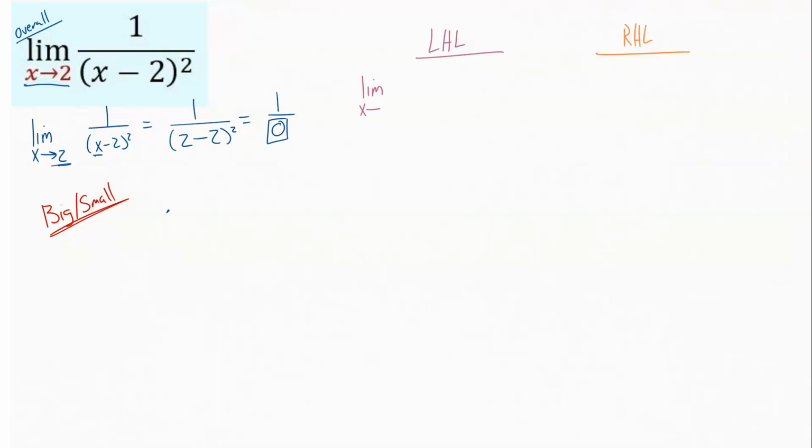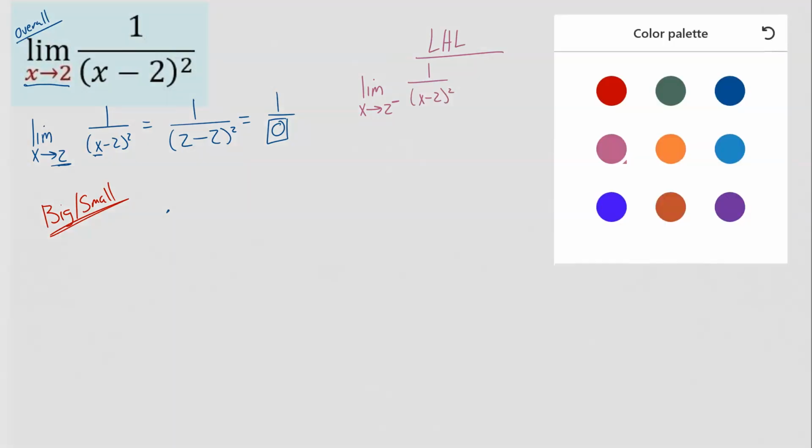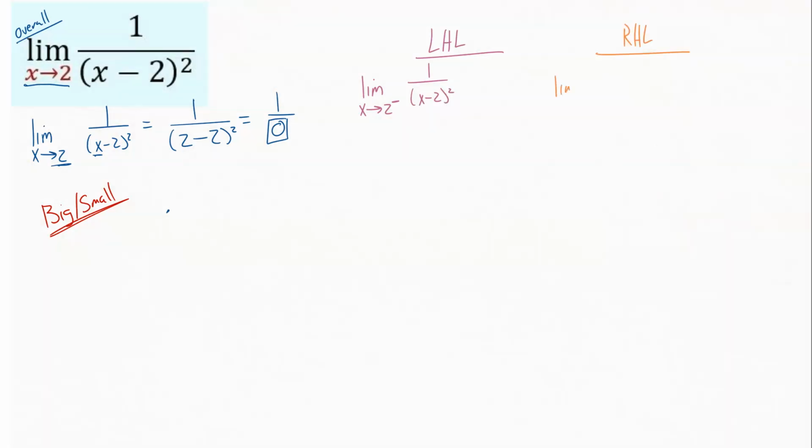So I have limit as x approaches 2 from the left this time of 1 over (x minus 2) squared, and then I set up the other limit. We've got limit as x approaches 2 from the right of that same exact equation. And we'll calculate these out and see what we get.